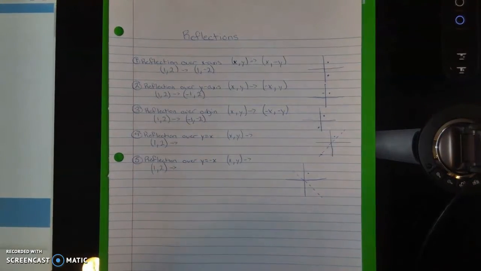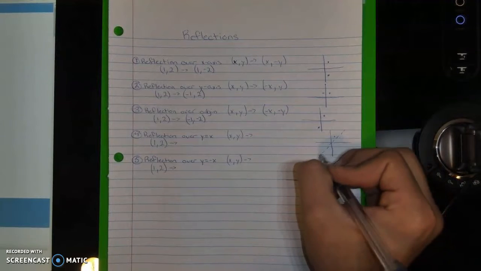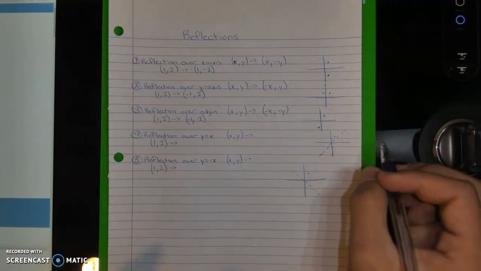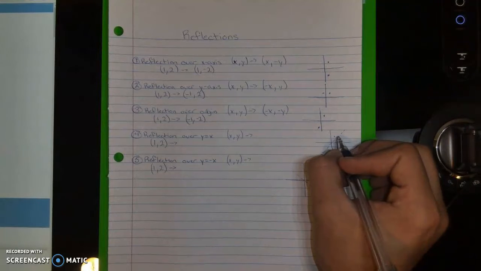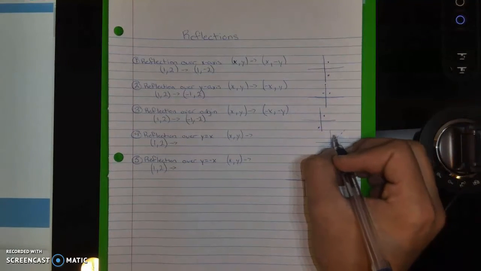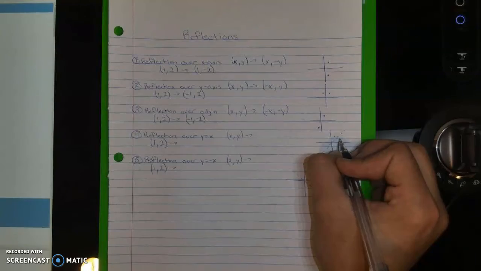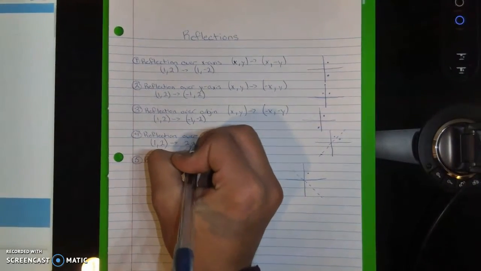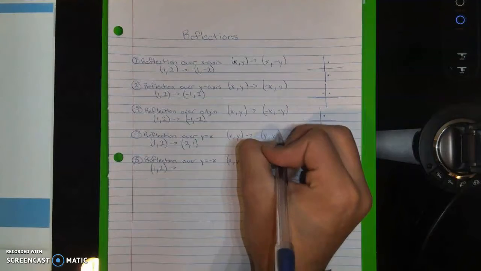When we reflect over the y equals x line, we're reflecting over this dotted line right here. So you can imagine turning your point of view, that way this line is horizontal. So when we do this, both of our values are going to switch. So instead of (1, 2), it's going to become (2, 1). And we can write this out as (y, x).